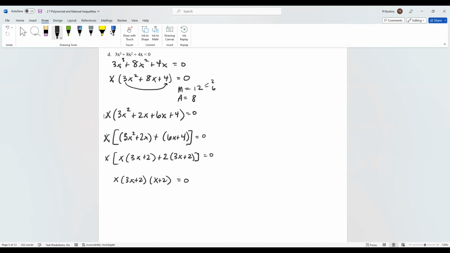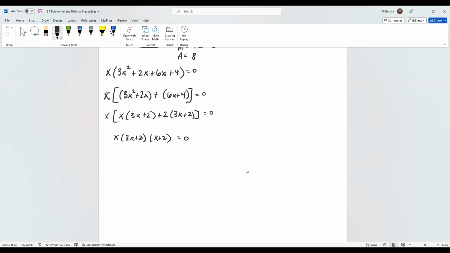And I can solve for my values, my boundaries. So x equals 0. Hopefully that's obvious that that's one of them. Then 3x plus 2 equals 0. Solve for x, and we get negative 2/3. And then x plus 2 equals 0, solve for x.